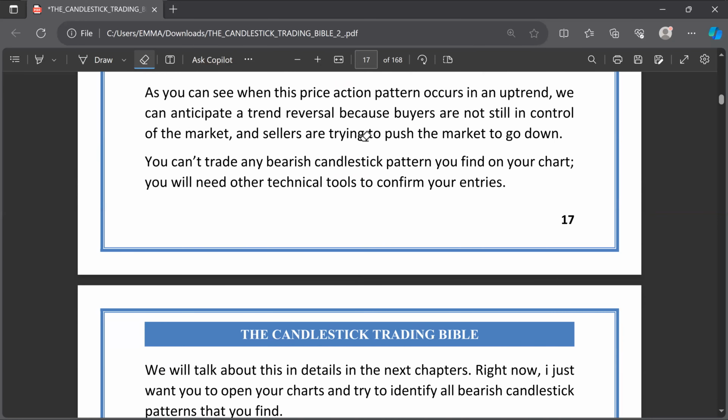Now you can't trade any bearish candlestick pattern you find on your charts. You will need other technical tools to confirm your entries. Besides that, there's something we call confluence. Even though you will see this formation at the top of an uptrend, and you know already that when you see them, there's a higher probability of the price moving down.